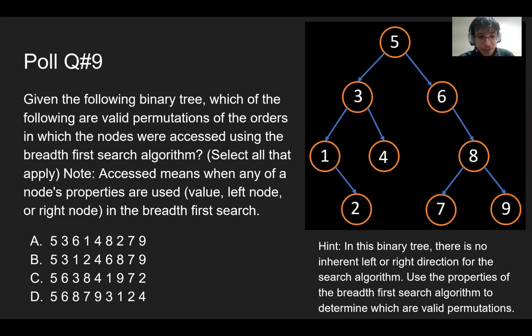So for this one, our valid permutations are the orders in which we access them in a breadth first search. And remember, again, we're just going to access the values. So remember, breadth first search is like you go further and further away with each iteration.